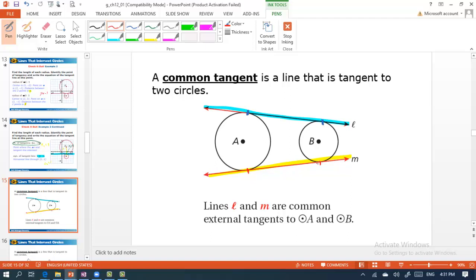Lines L and M, as you can see, they are named L and M here, are common external tangents. Why? Because they are touching the circles from outside, externally, not between them. So when any line is a tangent to two circles, not between them, it means it's an external tangent. External tangent for both circles, for circle A and circle B.